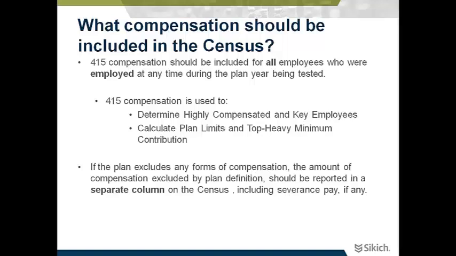So if you have a plan, you're going to include 415 compensation, but if you have a plan that excludes any form of compensation, then the amount of compensation that you're excluding by plan definition should be reported in a separate column on the census, including if there's severance pay. So you may have just one column that you're using if all you have is 415 compensation, but if you are excluding any forms of compensation, then we do ask that you report that in a separate column on the census.